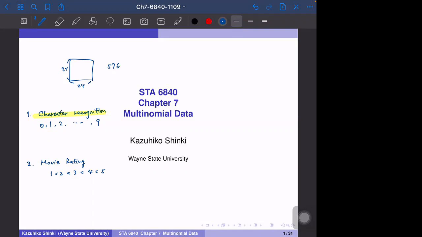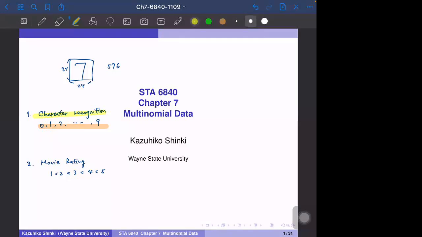So 576-dimensional variables, and each data point corresponds to one of the 10 numbers, 0 to 9. So rather than just a binary model, we have 10 categories, and we have to classify each picture into either 0, 1, 2, up to 9.